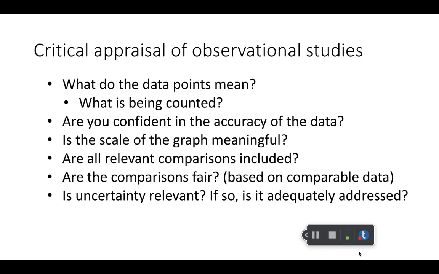Here's some questions to ask in critically appraising observational studies like cross-sectional and longitudinal studies. Ask yourself, what do the data points mean? What's being counted here? Are you confident in the accuracy of the data from reading the text of the report? Is the scale of the graph meaningful? Do you think there is anything left out? Are all relevant comparisons included? Are the comparisons fair? Are they based on comparable data? And is uncertainty relevant? If so, is it adequately addressed?